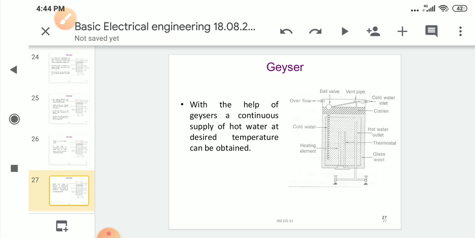So what is this geyser? Already we have this heating rod, no? The extra benefit of this geyser is that with the help of a geyser, a continuous supply of water at the desired temperature can be obtained.